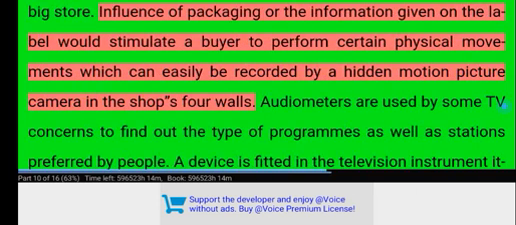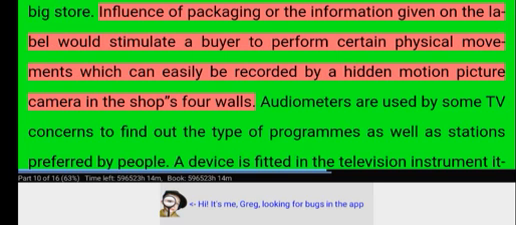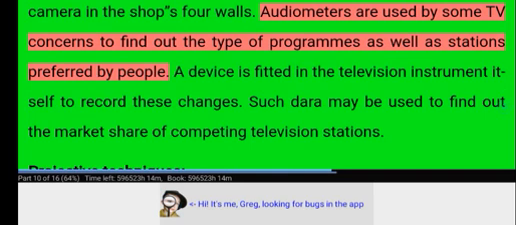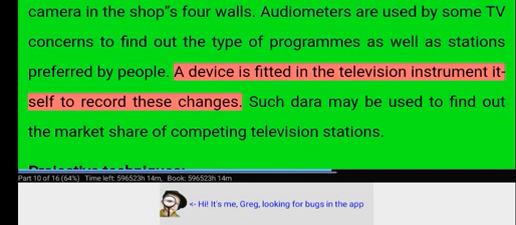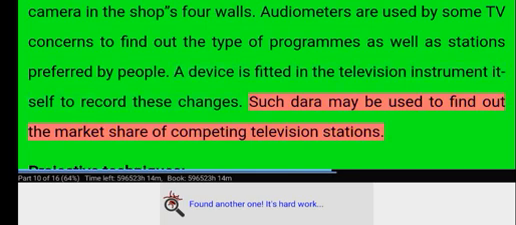Influence of packaging or the information given on the label would stimulate a buyer to perform certain physical movements, which can easily be recorded by a hidden motion picture camera in the shop. Audiometers are used by some TV concerns to find out the type of programs as well as stations preferred by people. A device is fitted in the television instrument itself to record these changes.